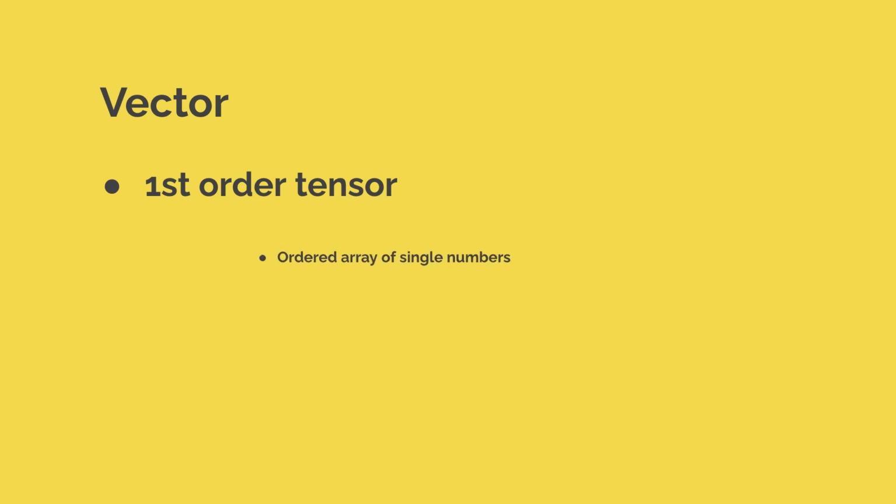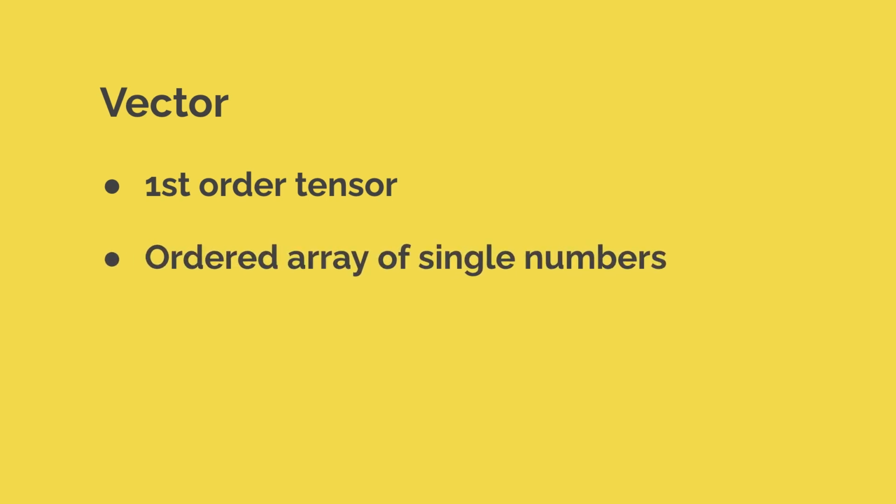Next up, we need to know what is a vector. A vector is one step up from a scalar. A vector is a first-order tensor. That means it's an ordered array of single numbers, kind of like a list. One example is an array containing the numbers 1, 2, 3. That is known as a vector.